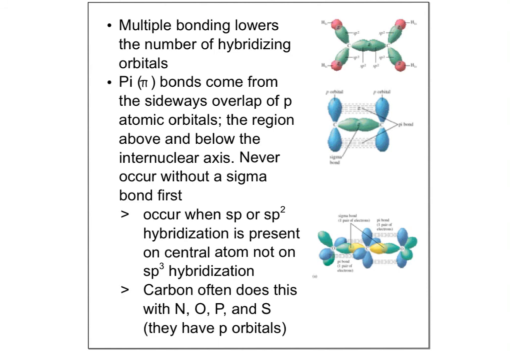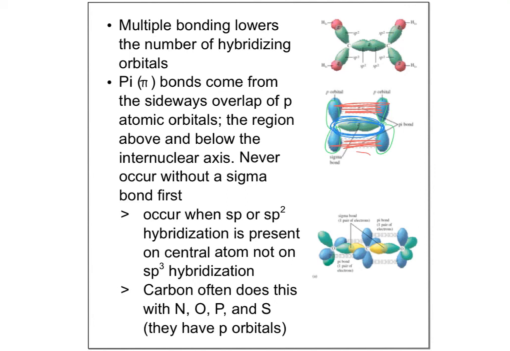Okay, it is possible, like we talked about in class, to have multiple bonds, so double bonds and triple bonds, but that lowers the number of hybridizing orbitals, so we call multiple bonds pi bonds. The pi bonds come from this sideways overlap of p orbitals. So here's a p orbital here, here's a p orbital here, and what happens then is we can actually hold electron density above and below the axes. But notice in the middle here in this green, this is a sigma bond.